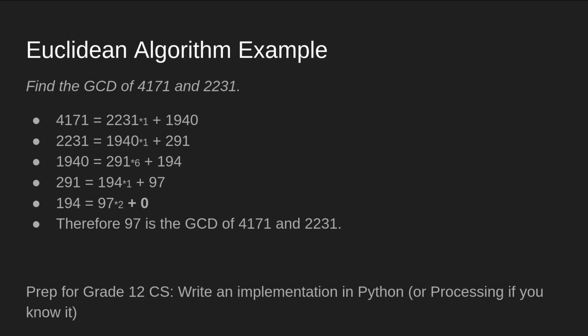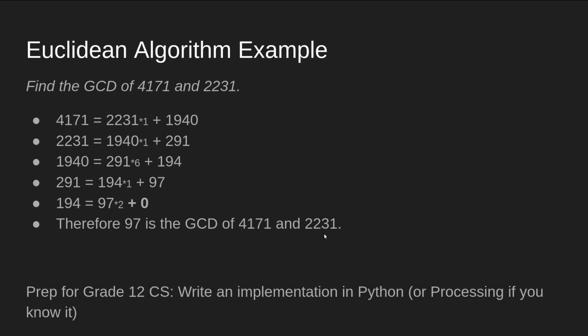194 fits into 291 once plus a remainder of 97. And then 97 fits into 194 twice plus a remainder of 0. And that was our exit condition. So therefore 97, which was the last thing we divided by, is the GCD of the two numbers.